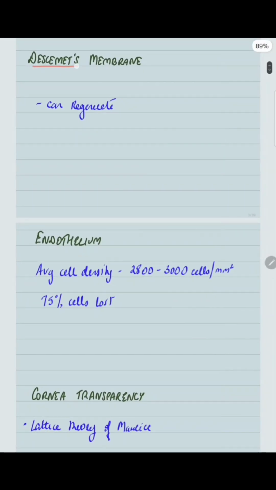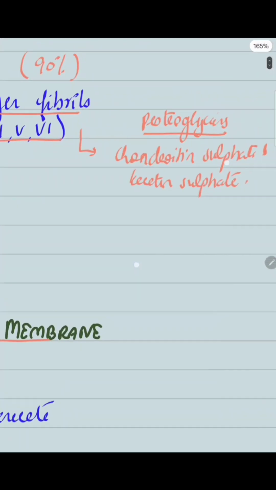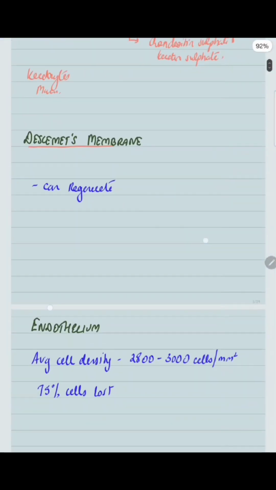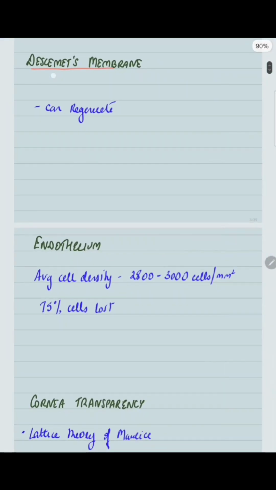Descemet's membrane is the posterior elastic lamina. It is a homogeneous membrane of the cornea and shows considerable resistance to chemical agents, trauma and pathological processes. It contains collagen and proteoglycans. It can regenerate. At its periphery it appears to end at the anterior limit of the trabecular meshwork, that is the Schwalbe's line, the peripheral termination that we have discussed in glaucoma.